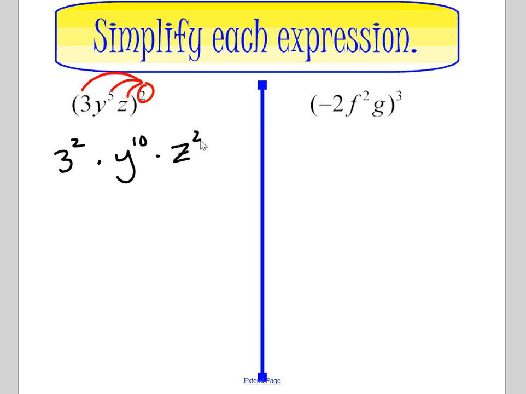Now, I can do a little bit of simplification here. You could leave it as it is. However, 3 squared is pretty easy to do. That's just 3 times 3. So 3 times 3 is 9. I still have y to the 10th, and I still have z squared.